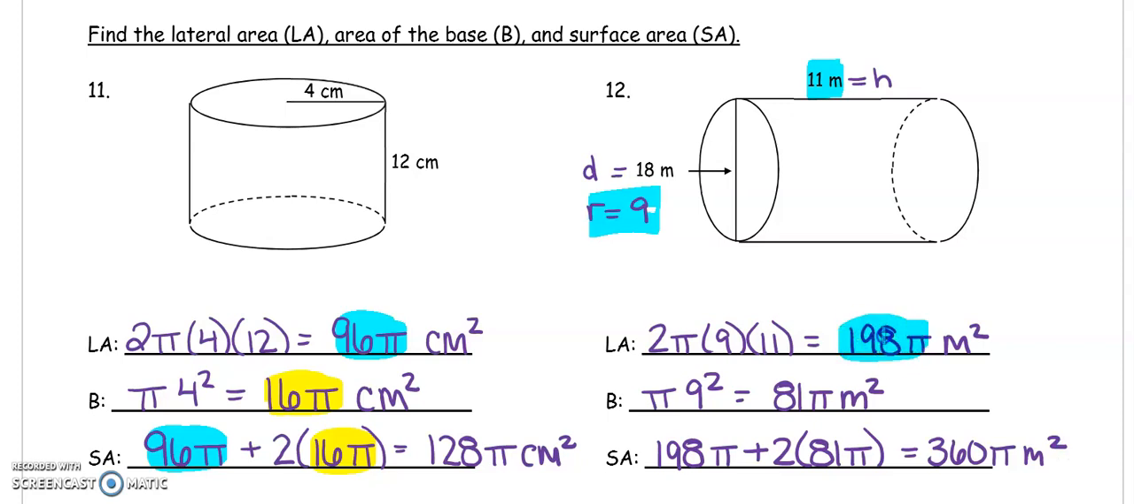Take note again, you found the 198 pi, you used the 198 pi. You found the 81 pi, you used the 81 pi. All of these are very procedural.